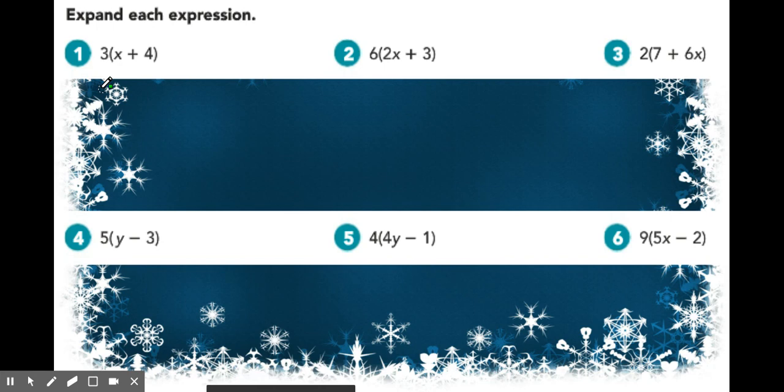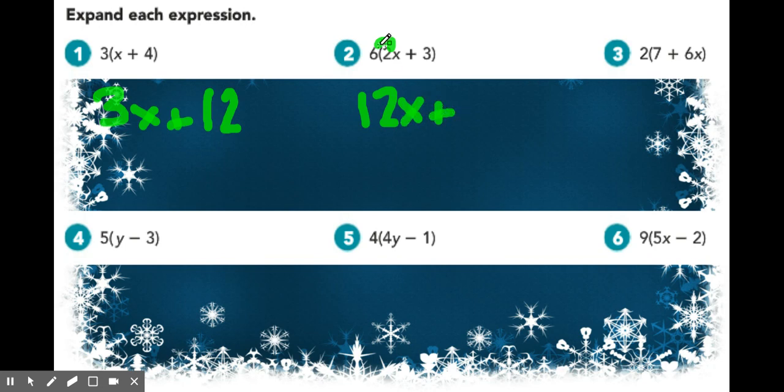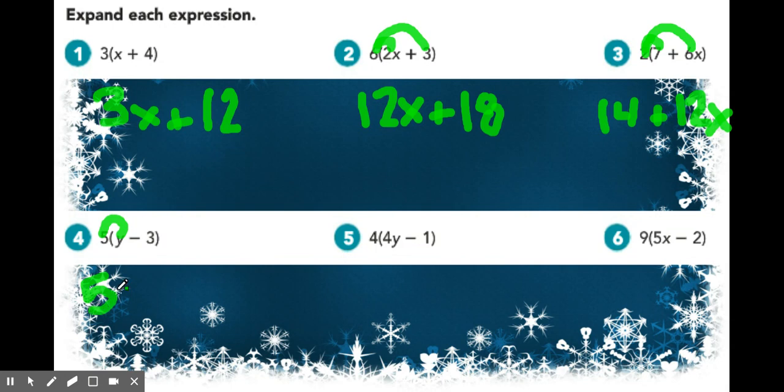So for 1, you should have done 3 times x, which gives you 3x, plus 3 times 4 gives you 12. Here we have 6 times 2x, which gives me 12x, plus 6 times 3 gives me 18. Here we have 2 times 7, which gives me 14, plus 2 times 6x, so I have 12x. Number 4 is 5 times y, which gives me 5y, minus 5 times 3 is 15.